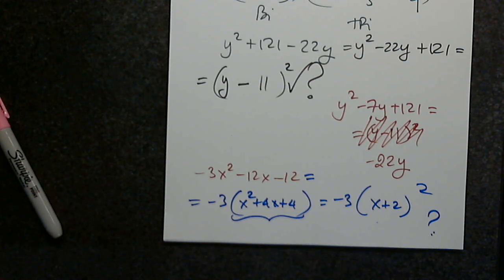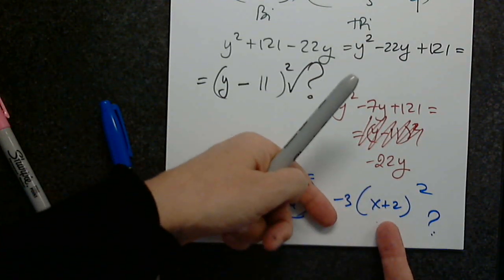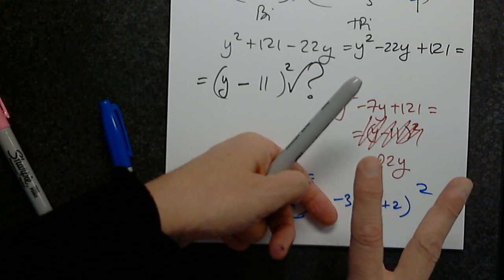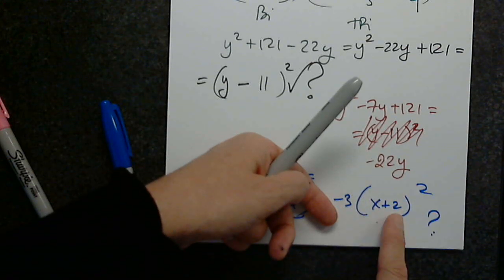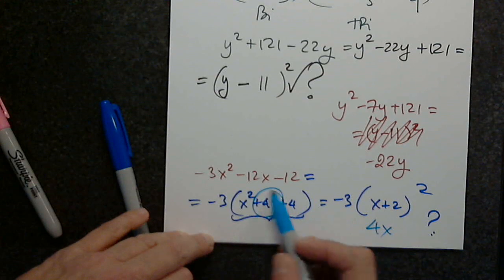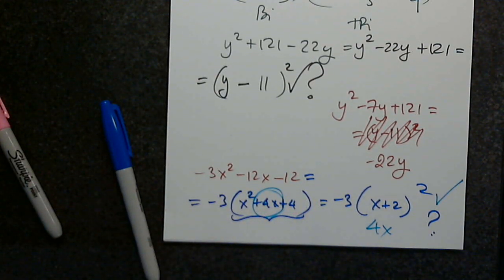I'm not. Meaning I still have to check the middle term. What is the middle term of this expansion? 4x. Right. 2 from the formula that we just started with, times x times 2. Since the middle term here is 4x and the middle term here is 4x, I will conclude, yes, that is the correct factored form.